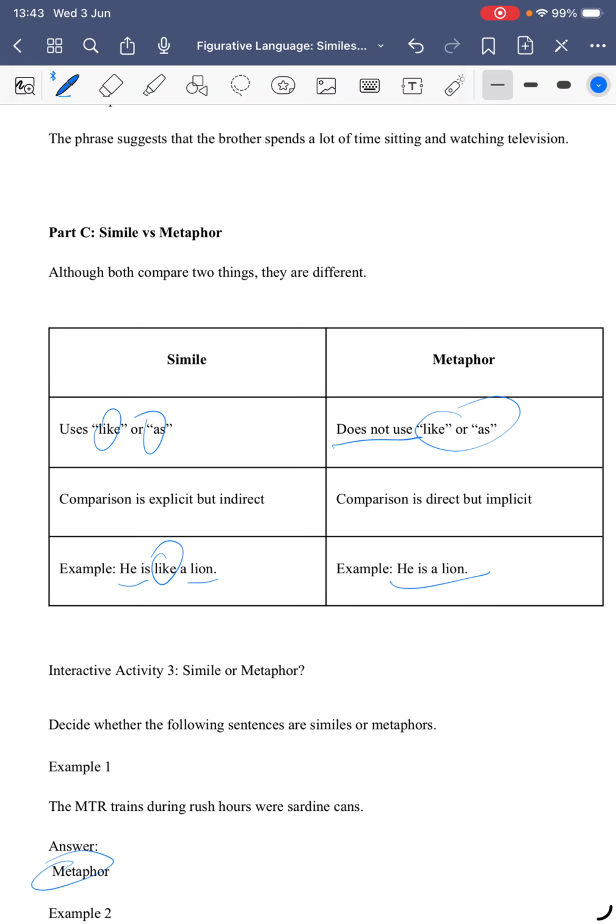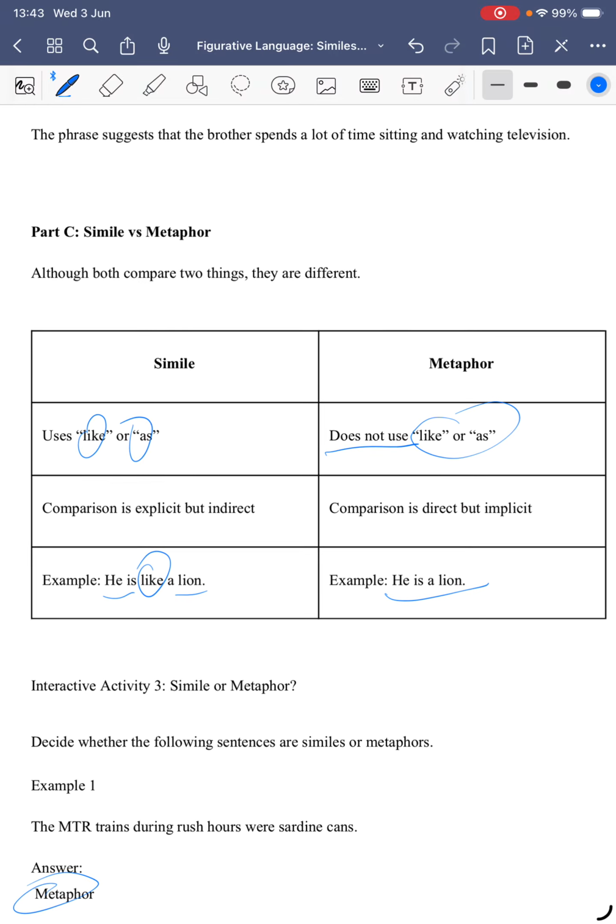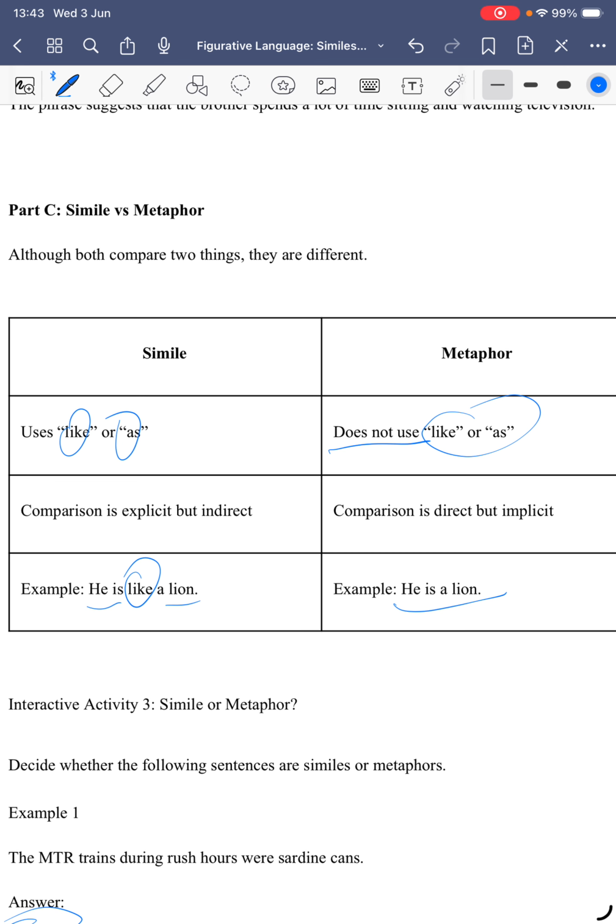Alrighty, having said that, I think you already have some basic ideas of simile and metaphor. However, there are significant differences between these two figurative languages. In terms of wording, in simile, we use comparing words like the word like or as. These are basically the same word. But in metaphor, we don't use these words. We only use very direct sentences.